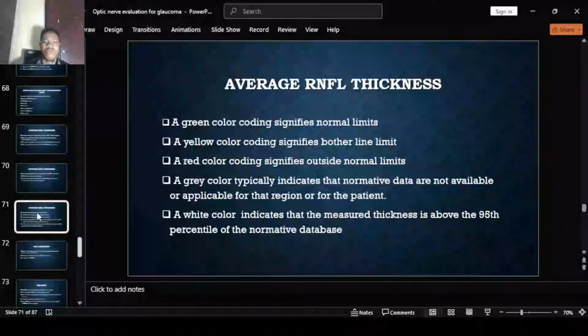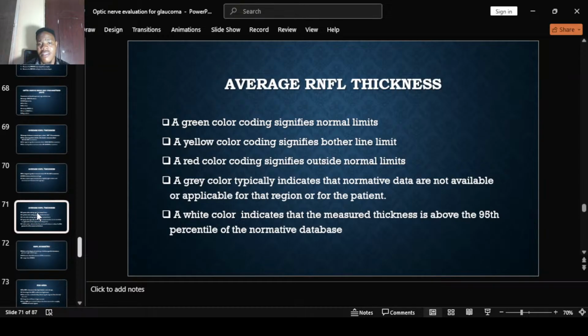When we look at the retinal nerve fiber layer thickness, there are what we call color codings, which give us a quick overview of what we are dealing with. A green color coding signifies normal limits. Now we are looking at the retinal nerve fiber layer. When we see a green color coding, it signifies that whatever we are looking at is within the normal limits. If we see a yellow coding, it shows that what we are looking at is borderline. So it gives us concern to query more.